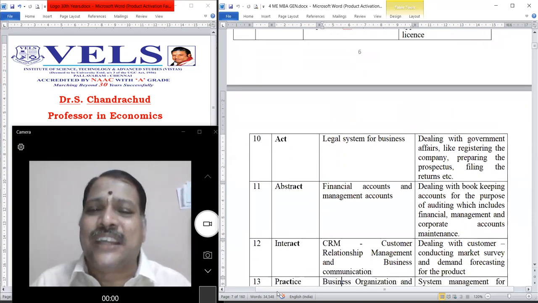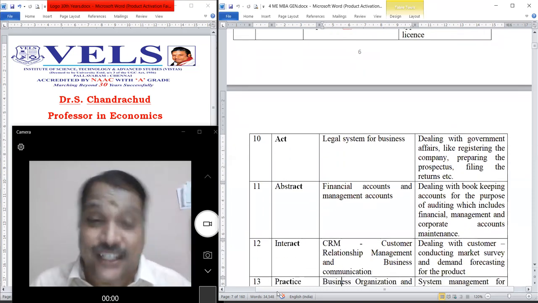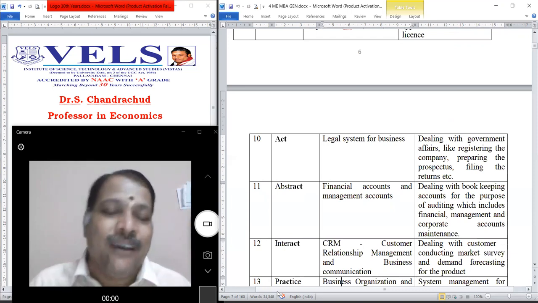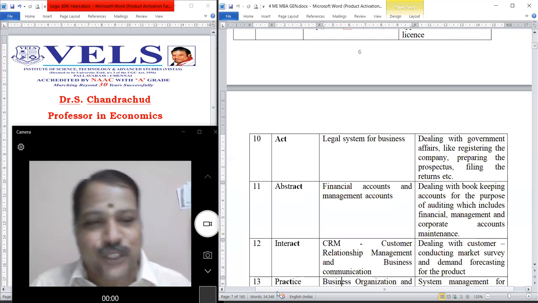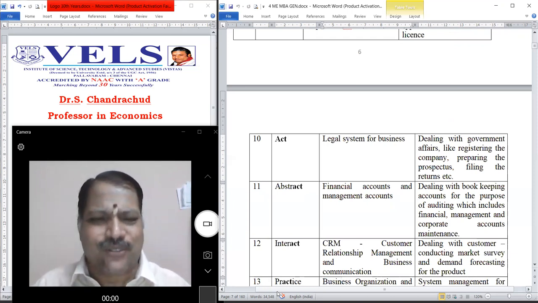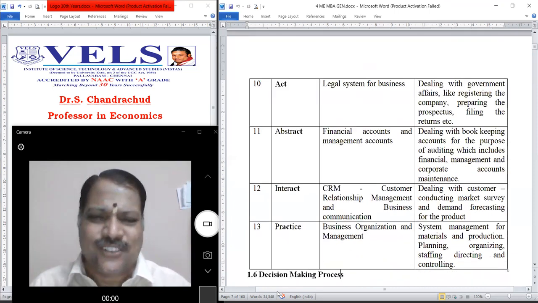The next keyword that we have to consider is abstract. This particular subject is dealing with financial accounts, management accounts in commerce and management MBA. It is dealing with the bookkeeping accounts for the purpose of auditing, which may include the financial management or corporate accounts and other maintenance services.